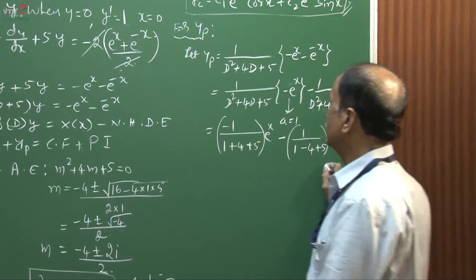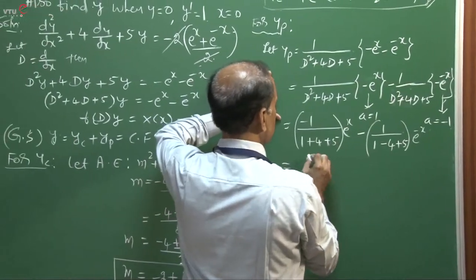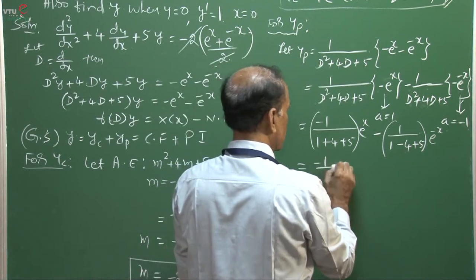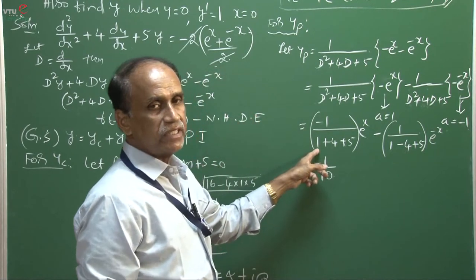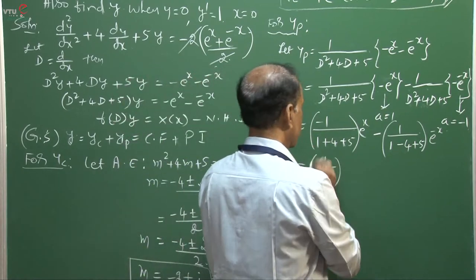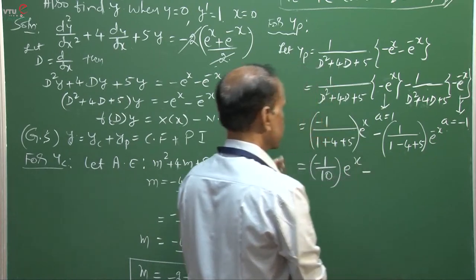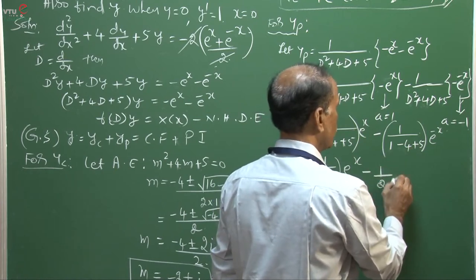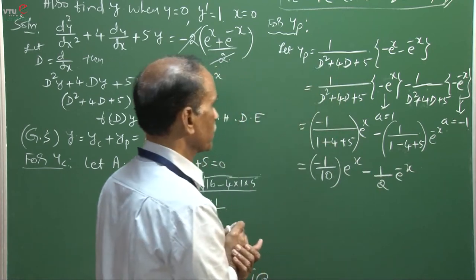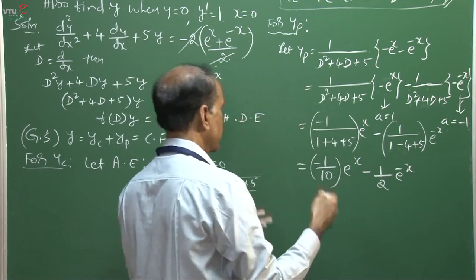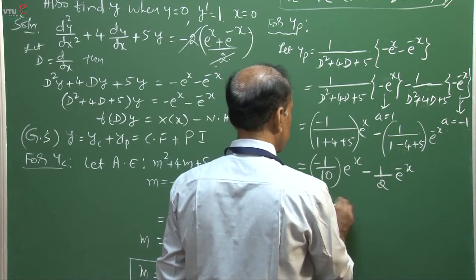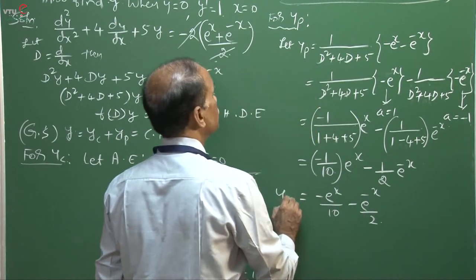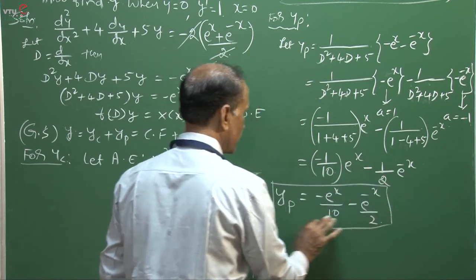And the simplification that you have to do for these two terms, let us verify. Here 5 plus 4 is 9, 9 plus 1 is 10, so minus 1 by 10. Anyway, this value in the denominator is not leading to 0. This is for the multiplication of e to the power x. The other is minus 4, which gives 2, so 1 by 2 and e to the power minus x. So, finally, minus e to the power x by 10 and minus e to the power minus x divided by 2 is YP.